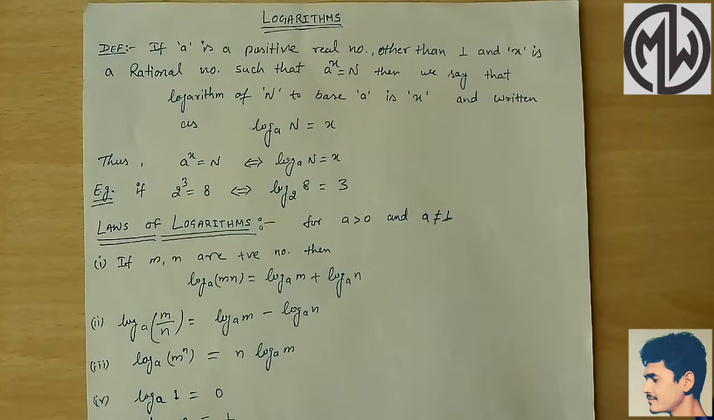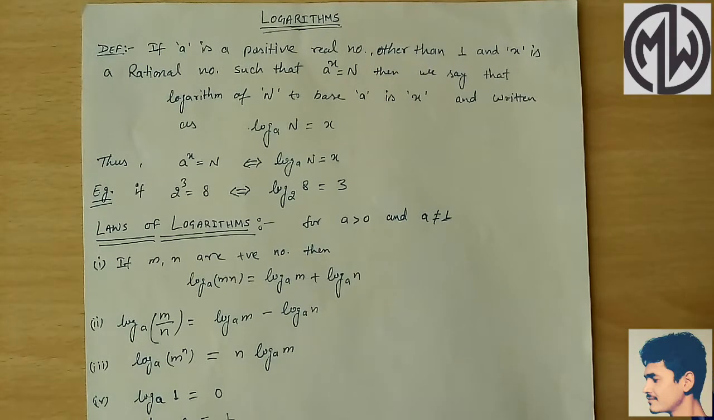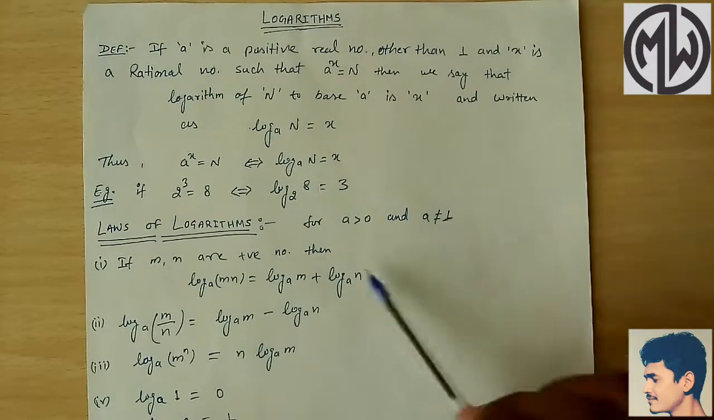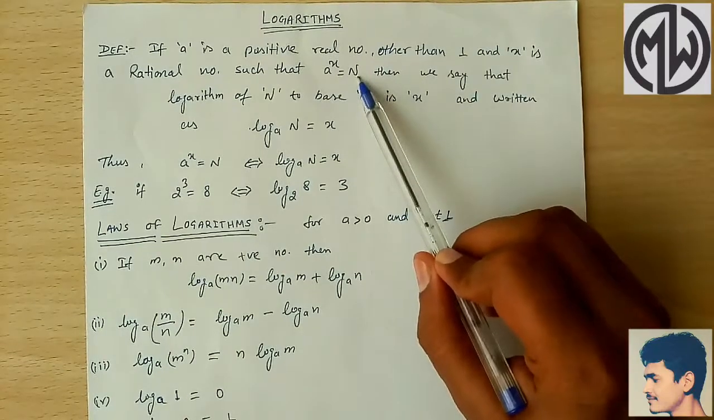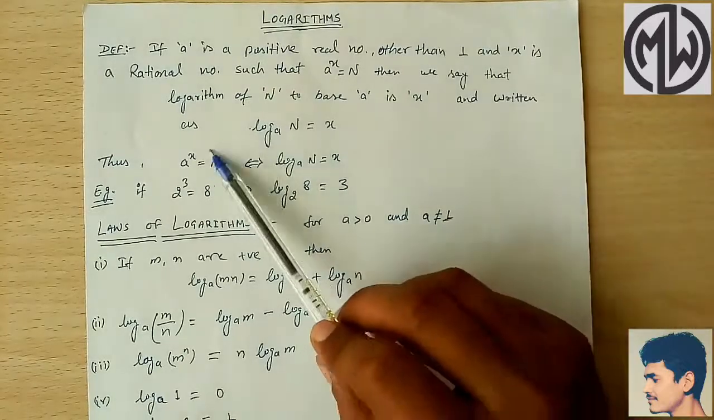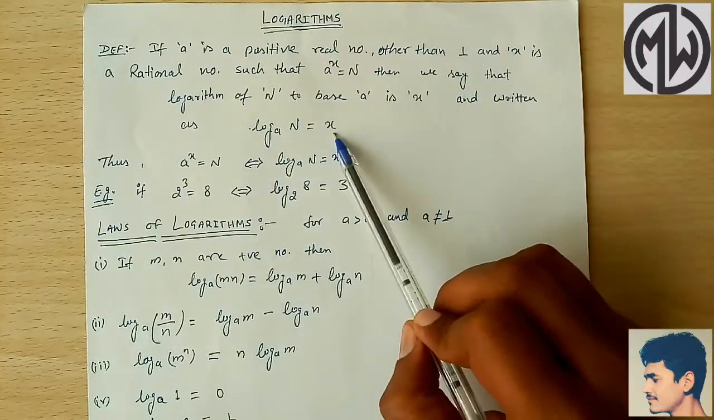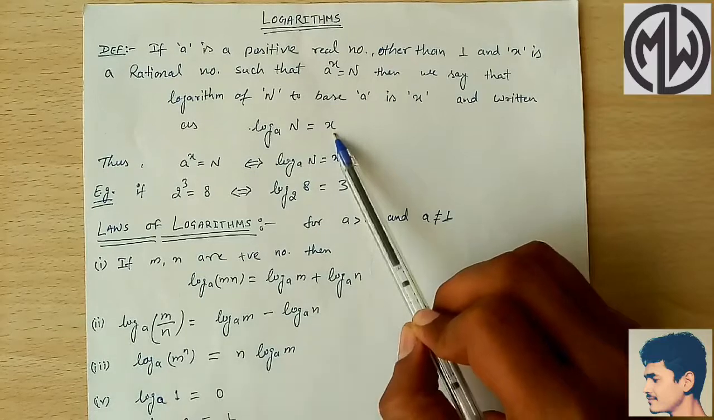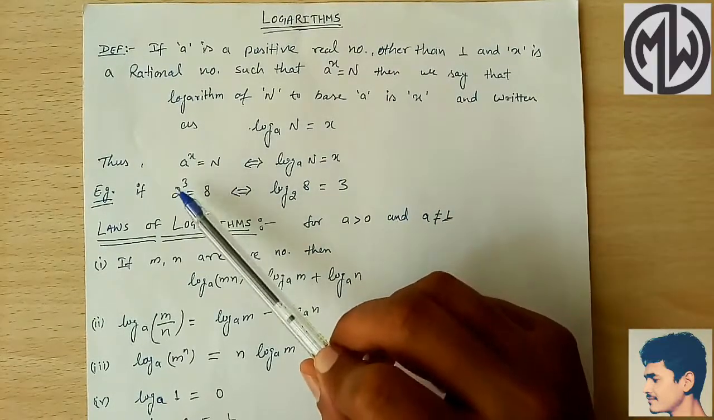Logarithm. First of all, we'll talk about its definition. If a is a positive real number other than 1, that is a is not equal to 1, and x is the rational number such that a raised to power x is equal to capital N, then we say that log of N to the base a is equal to x, and it is written as log a N is equal to x. Okay, let's just simplify this one more time.